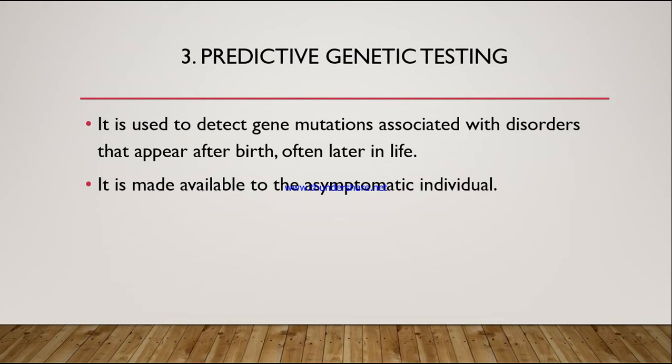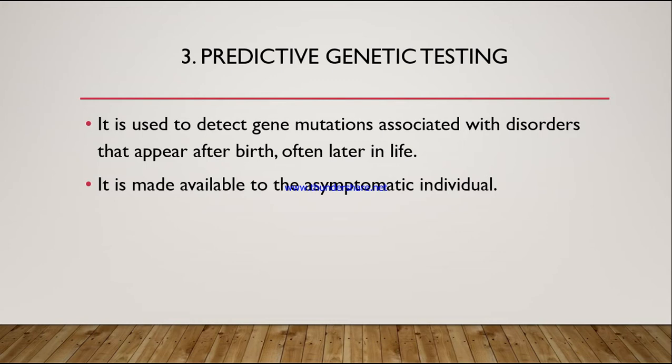Third is predictive genetic testing. Predictive means to predict, okay, what we are seeing in the future, we have to predict. So it is used to detect gene mutation associated with disorders that appear after birth, often later in life. After birth we can perform it on babies, or on infants, or on children who are still growing.